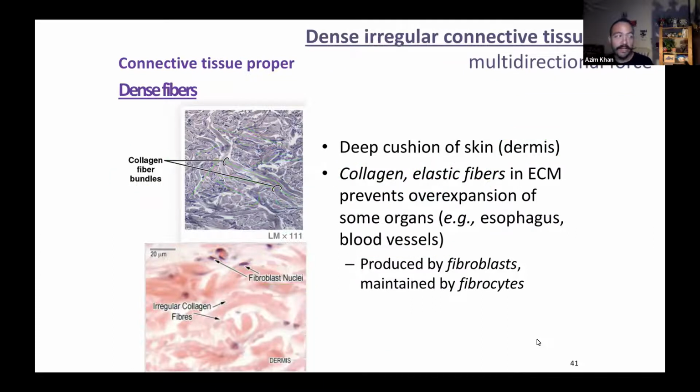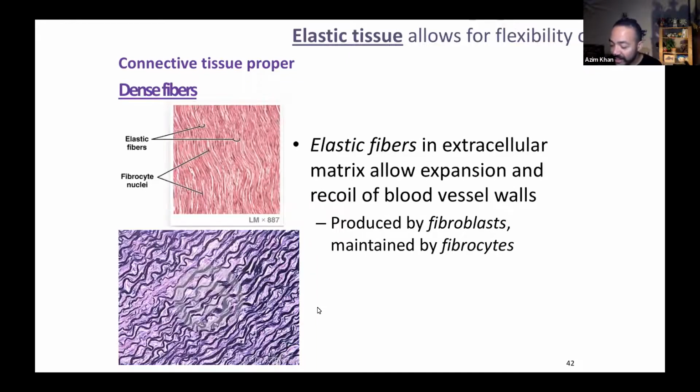All right, we've talked about dense regular, dense irregular, and our last connective tissue type is elastic tissue. Elastic tissue is a dense connective tissue proper. Look at how tightly packed these fibers are. It's those same elastic fibers that we saw in areolar connective tissue. You see how squiggly these elastic fibers are, providing a lot of recoil. They do mostly go in the same direction when we look at them here.